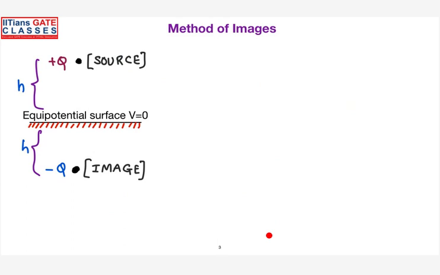So the next one is the method of images. This is basically a new concept for how you can solve your problems. You can see here what I have shown is basically an equipotential surface, and assume that this is a pure conducting surface. I have assumed the potential is exactly 0, which means you can assume this is a pure ground plane where the potential is 0.